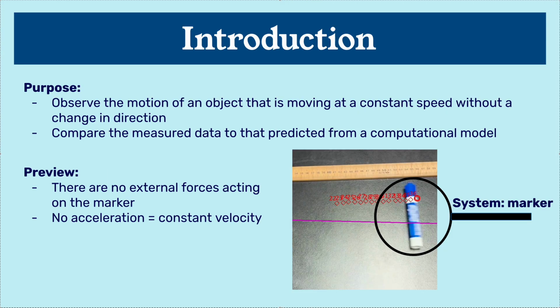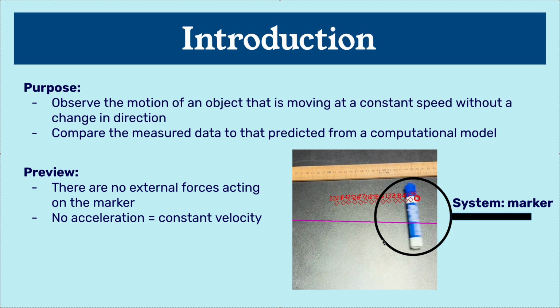The purpose of this lab is to observe the motion of an object moving at a constant speed without changing direction. We will compare this measured data with our predictions made in GlowScript. To give a quick preview, we will find that no external forces are acting on the marker, which indicates that there is no acceleration and a constant velocity is maintained through the experiment.